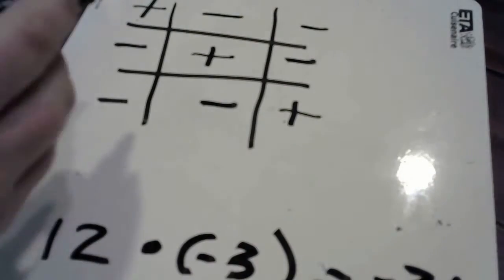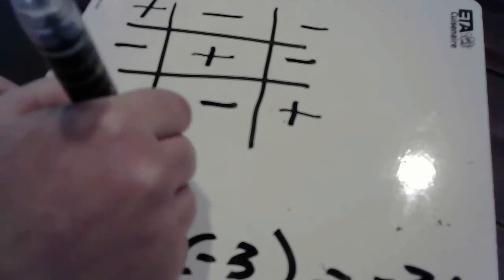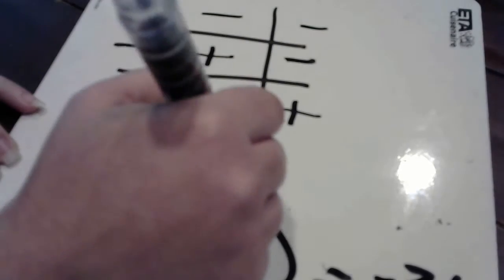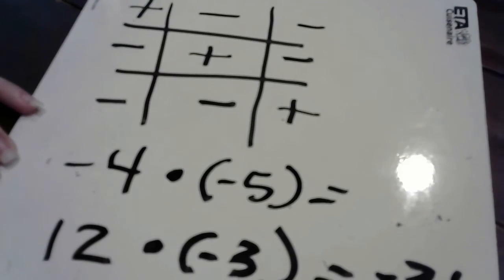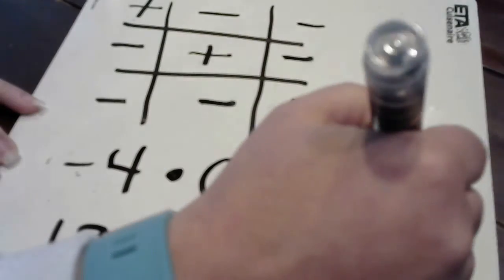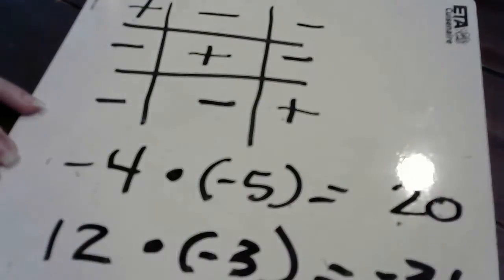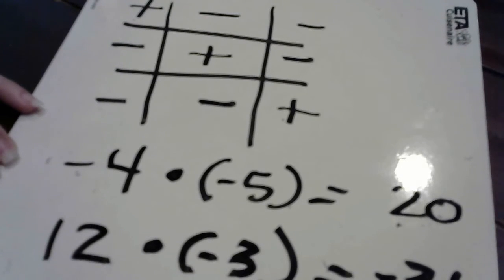Let's say we were going to do negative 4 times negative 5. Okay, we know that 4 times 5 is 20. We should know that. We're in 7th grade. So we know the answer is 20, but what we want to know is, is our answer going to be positive or negative?